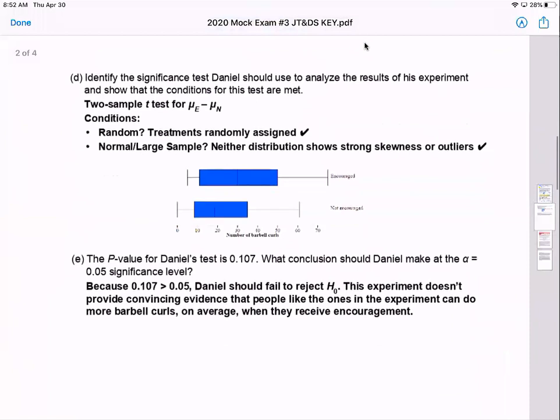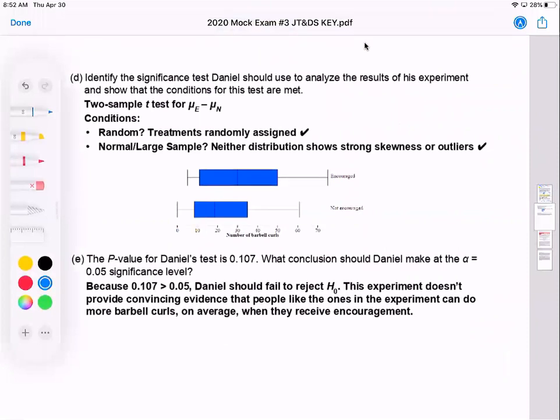Next question, identify the significance test that would be used. Like I said before, since this test this year is lower on the calculations, you should be ready to check conditions, write hypotheses, and identify tests. So earlier I said this is not a paired test, but this would be a two-sample t-test for difference in means. You could also write that in words, just in case you don't know if it's mu or x bar. I would just say mean. But we are testing for the population means, the difference in population means.